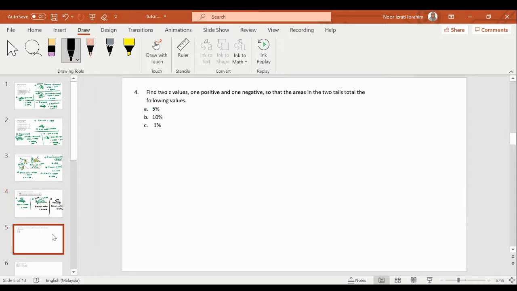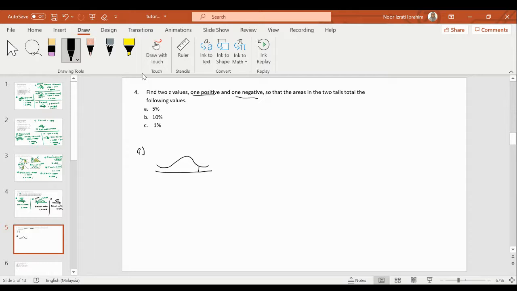Move to the question number 4. To find the two values of z, one is positive, one is negative, meaning the same value, just different positive and negative, so that the area in the two tails total the following values. Okay, what I mean by this? For A, the area total is 5%.